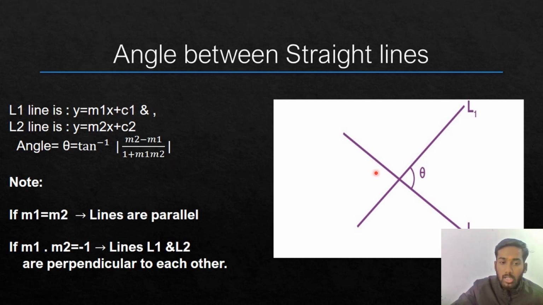Now a more interesting point here is when two lines are parallel, we can say their slopes must be equal, meaning they are equally inclined to the x-axis. And when they are perpendicular, the product of their slopes would be -1.